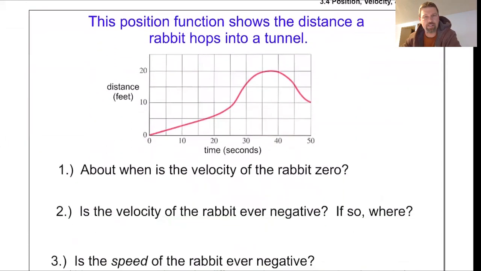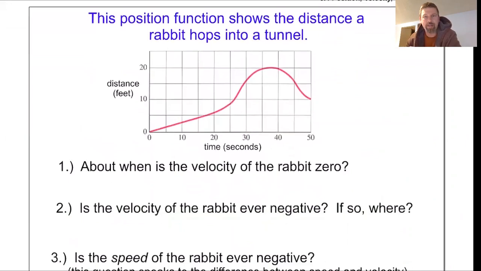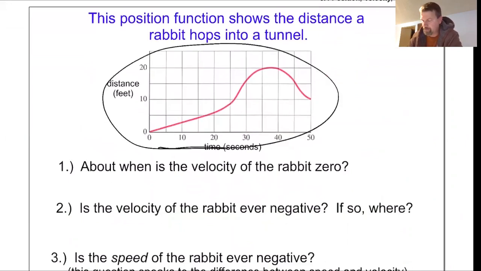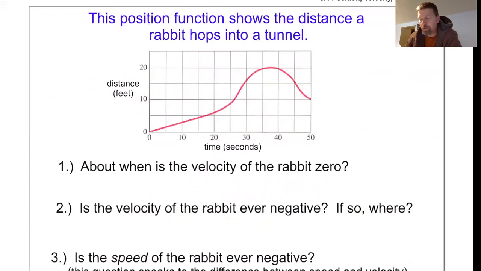Let's continue to explore that a bit. I've got the same function here, so it's still a position function, which gives me the position of the rabbit after a certain amount of seconds. But now I'm going to start asking questions about the velocity. When is the velocity of the rabbit 0? Well, again, velocity is the derivative of position, so it's just going to be the slope. So that's asking the same question as when is the slope of that function 0?